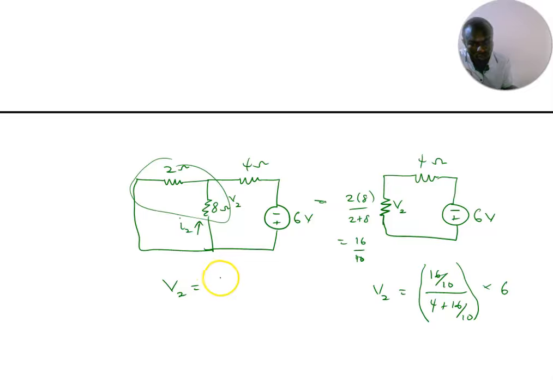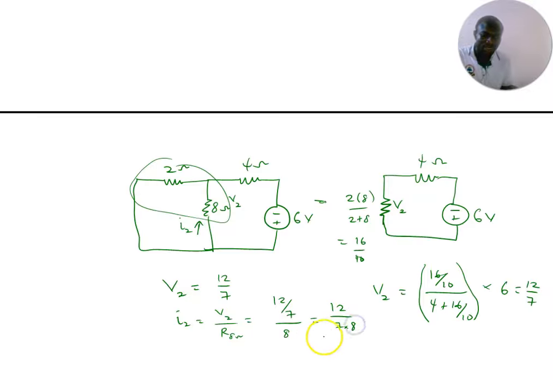So V2 is going to be, if I should compute, 12 on 7, right? So since I have V2 to be 12 on 7, I can get I2 as the voltage drop over there divided by the resistance 8 ohms, right? And that's going to give me 12 on 7 all divided by 8. And this will give us 12 on 7 times 8, which is 56. So I2 is going to be what?